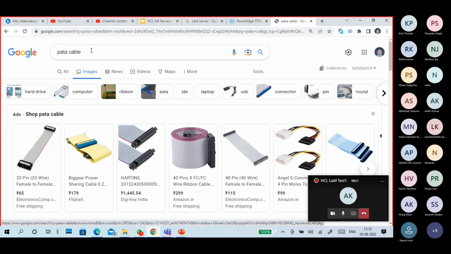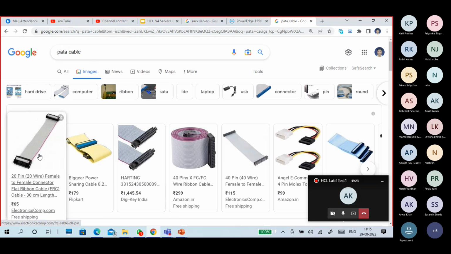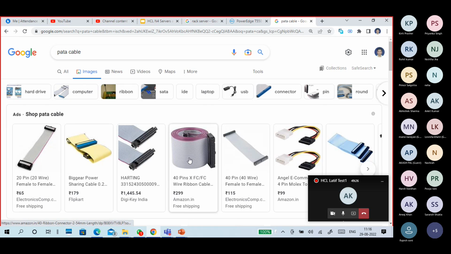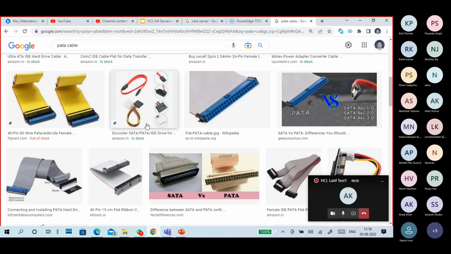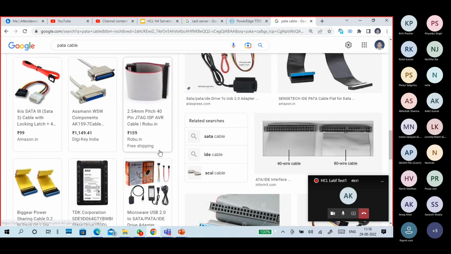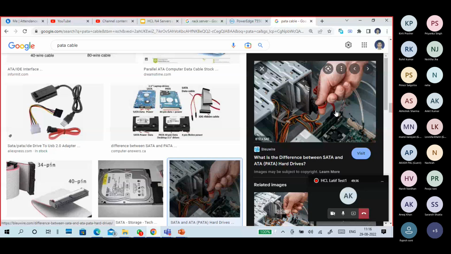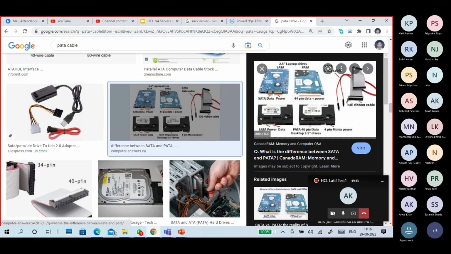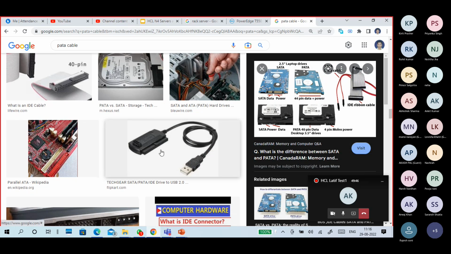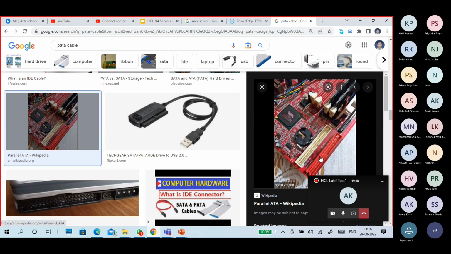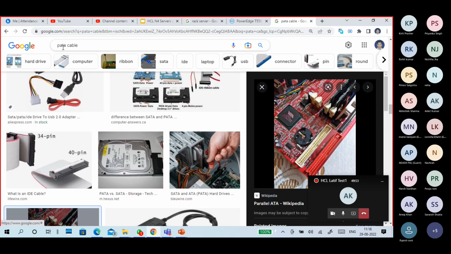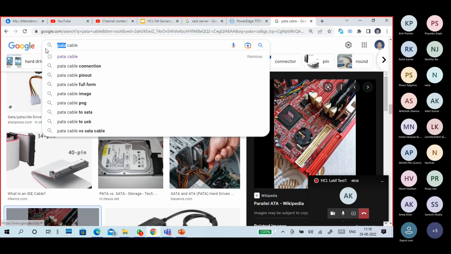You can search PATA cable to motherboard. This is the PATA cable. You can see the ribbon cable. Using this ribbon cable, we connect the hard disk to the motherboard like this. This is the hard disk and this is the motherboard. So these are the PATA pins on the motherboard, and we connect it. The same thing goes for a SATA cable.